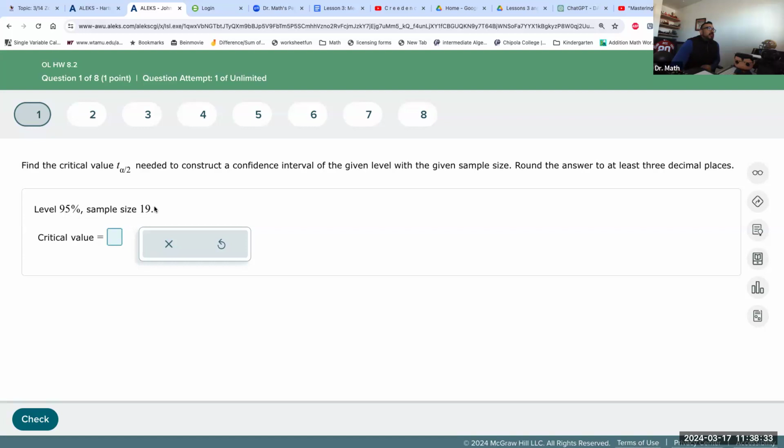Your calculator is going to call that DF. So basically what you do is you take your sample size and you just subtract 1. All right, so let me show you what this looks like. So remember that 95% and sample size of 19.